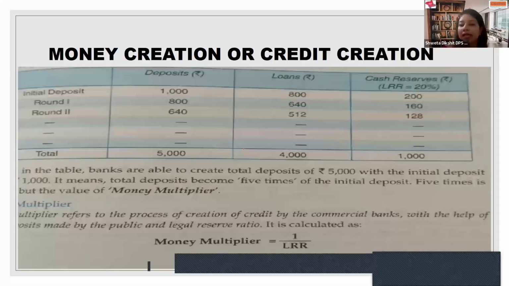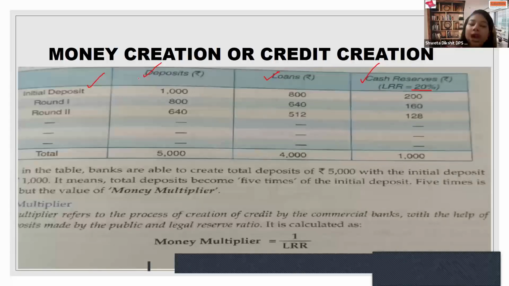The first assumption you should write is how much the LRR is in the economy. Whatever LRR you want, you can take 10%, 20%, okay? And secondly, there is only one bank, and all the customers are depositing their money in that bank only and withdrawing their money from that bank. So these are the two assumptions you must write before you start this answer. Then you need to make a table with columns for initial deposits, loans, and the LRR. LRR percentage is very important.